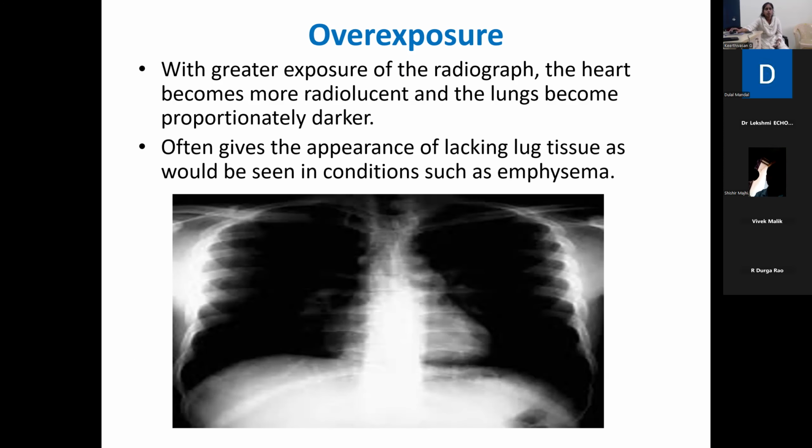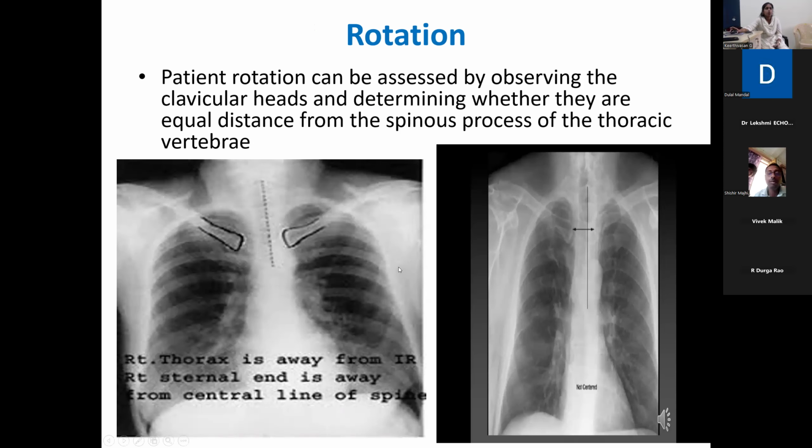And next is rotation. So what about the rotation? Rotation is like the centering, whether an X-ray is well centered or not. For that, you have to see the spinous process of the thoracic vertebrae. You draw a line in the middle and you see the right and left clavicular heads. They should be equidistant from the line that you have drawn along the spinous process. But here, what is happening? The line is not equidistant. It is farther away on the right and closer on the left. So this is a rotated film.